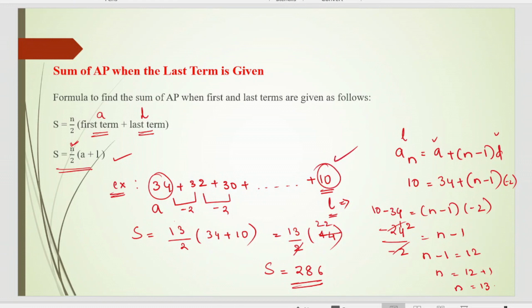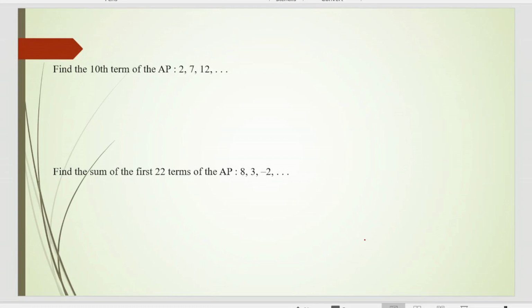Clear? Now let us solve a few examples. Here we need to find the 10th term of an AP. This is the AP he has given. This is the first term, which is a. And what is the difference here? 7 minus 2 is 5 and 12 minus 7 is also 5.